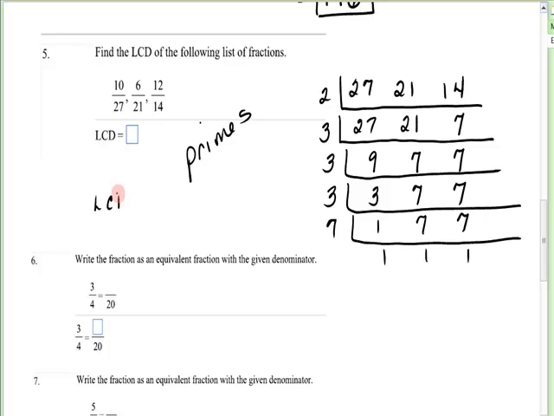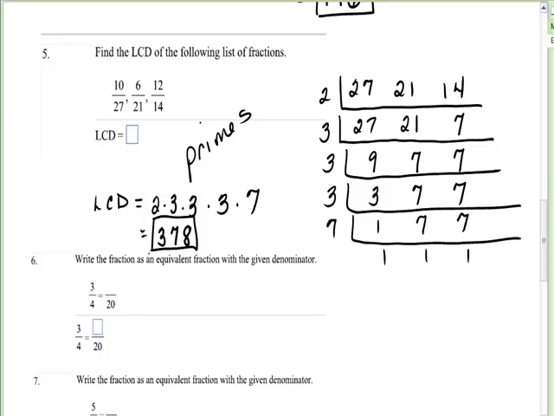My least common denominator is 2 times 3 times 3 times 3 times 7. So over on my calculator, I'm going to multiply that. And that gives me, wow, 378. The smallest number that all of those will go into is 378.